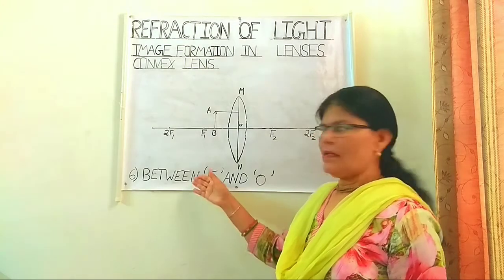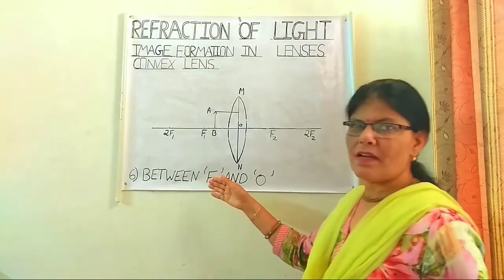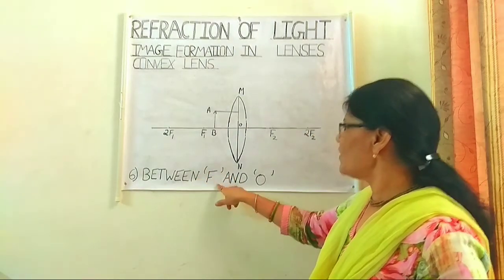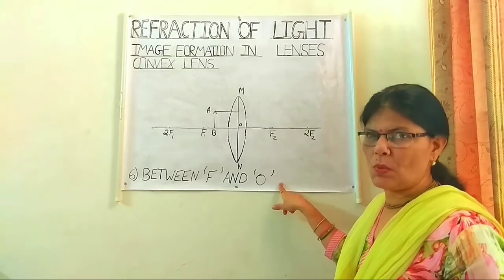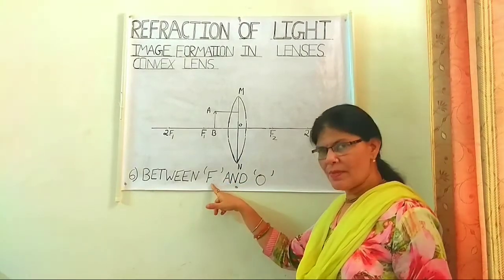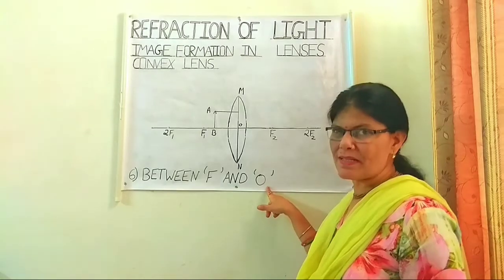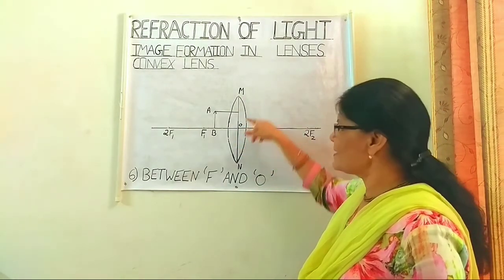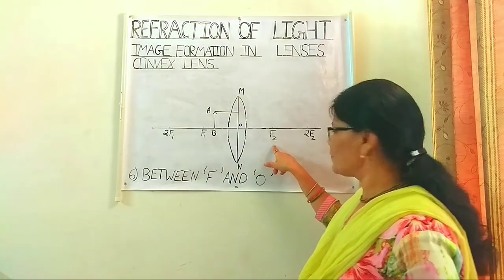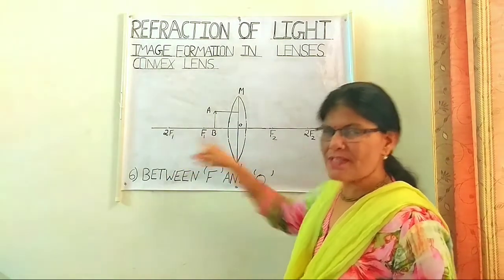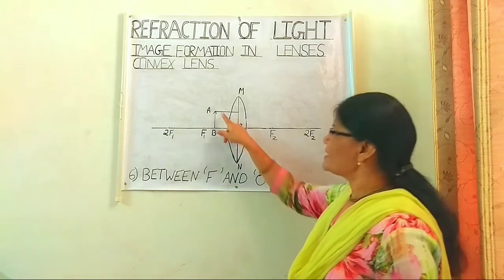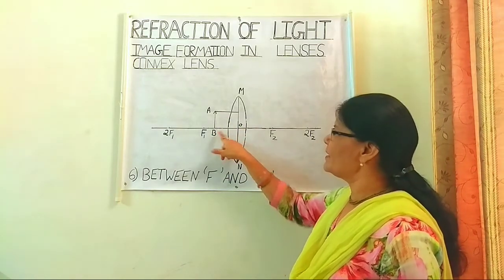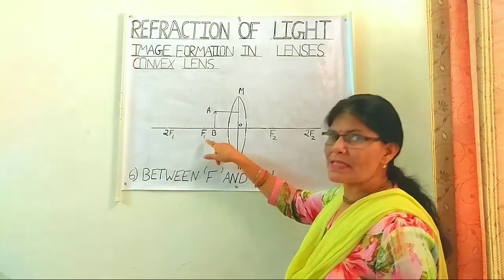In the sixth case, our object is between F and optical center O, between the principal focus and optical center O. So here is the optical center. This is a convex lens. This is principal focus 1, principal focus 2, center of curvature 1, center of curvature 2. Our object is AB, which is between principal focus and optical center.